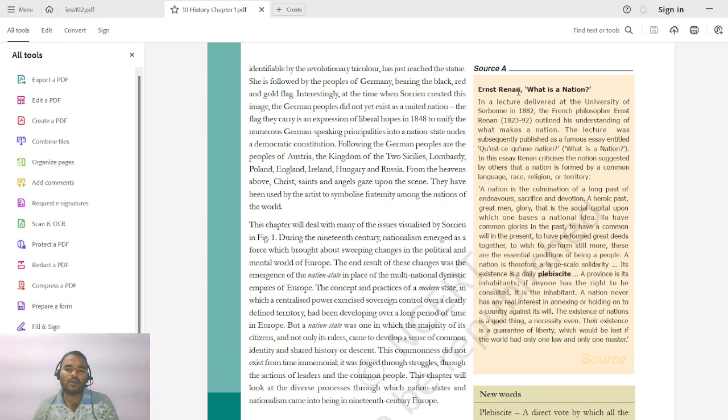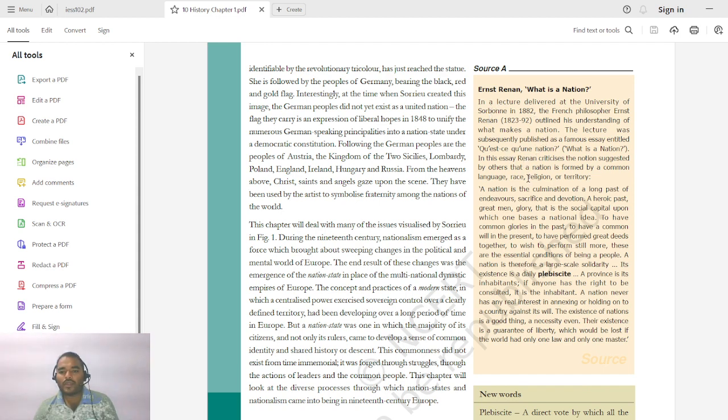So what did Ernst Renan think of a nation? Before him, a nation was thought to be formed by a common language, race, religion, or territory. Many people before Ernst Renan tried to define a nation as the area in which people speak a single language, a single race exists, or a single religion or territory. All these things are single. This was the general belief, but Ernst Renan defined a nation in some other context.